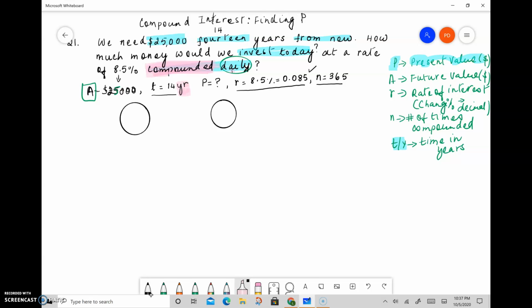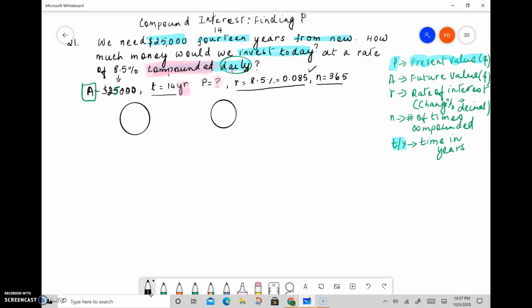How much money would we invest today? Which means, what is the amount that we put into the account today? That is the present value, P, or the principal. So what exactly is that? That's what we need to figure out.